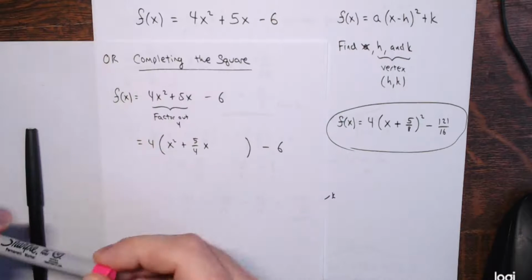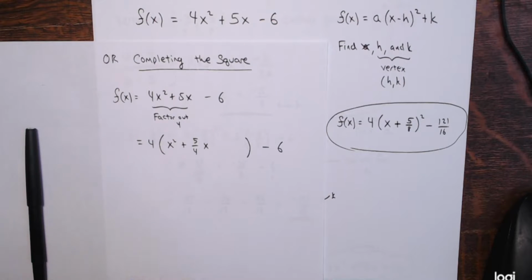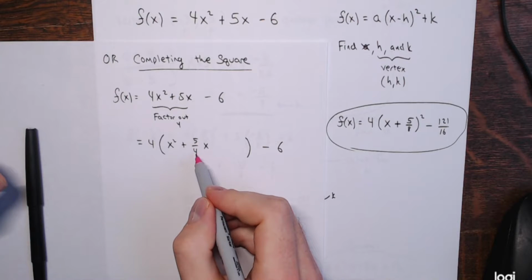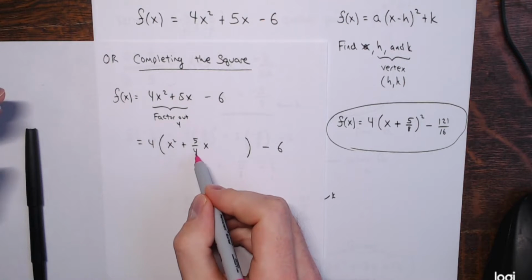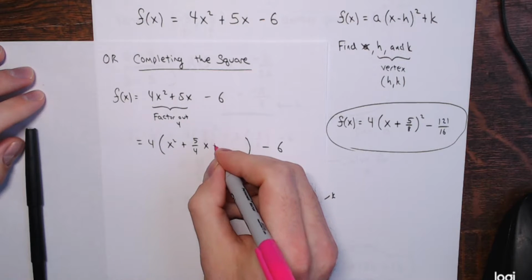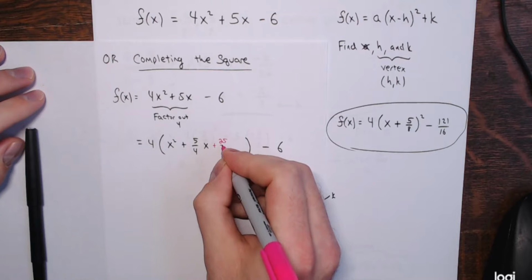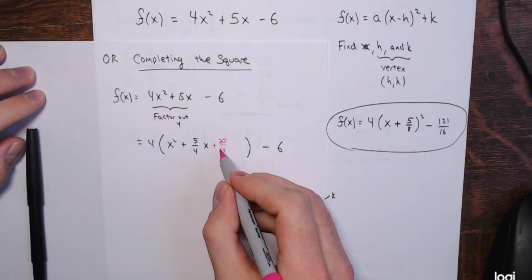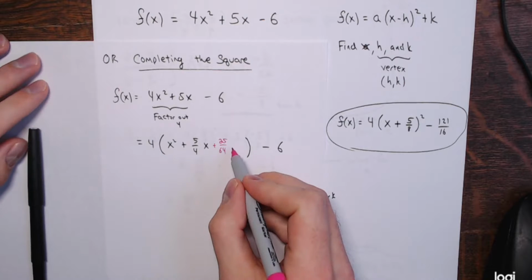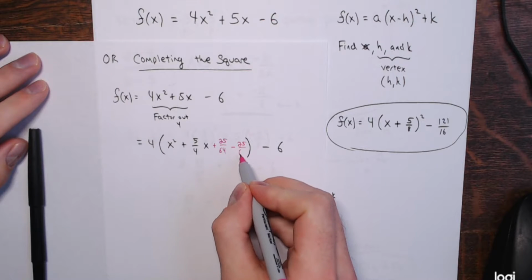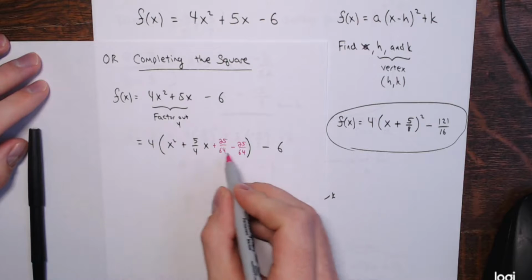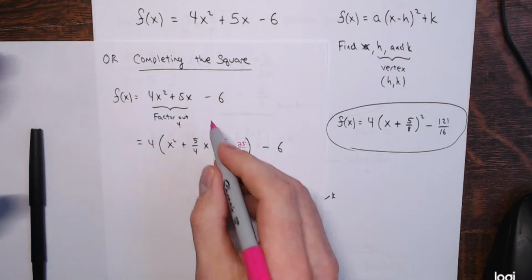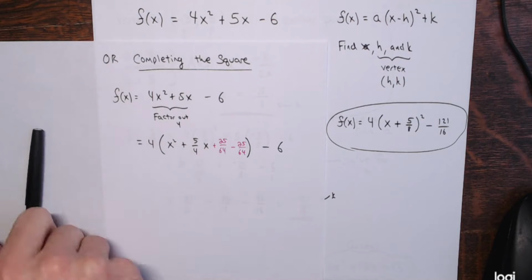Now, remember how to complete the square. You take the linear coefficient, which is 5/4, and cut that in half. Times a half would be 5/8, and then square that, and that gets added. That's 25/64. But don't forget, you can't just add something and leave it. You've got to add it and subtract it. So inside the parentheses, I'm adding and subtracting the same number, so it's like I'm adding nothing and keeping the expression the same as the original.